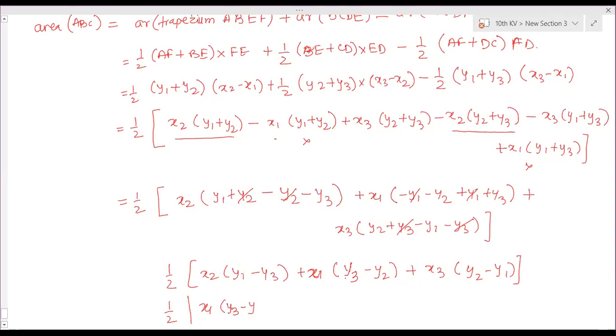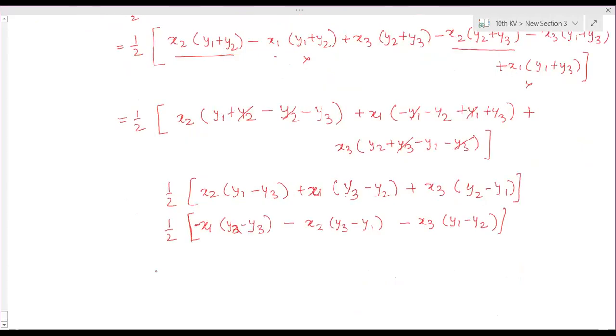To write it properly, it is x1 into y2 minus y3, because minus x1, minus x2 into bracket y3 minus y1, minus x3 into bracket y1 minus y2. This is in square bracket. So now take the minus sign common. So 1 by 2, minus sign if we take common, then again x1 into y2 minus y3 plus x2 into y3 minus y1 plus x3 into y2 minus y1, y1 minus y2. So now we got the negative answer.